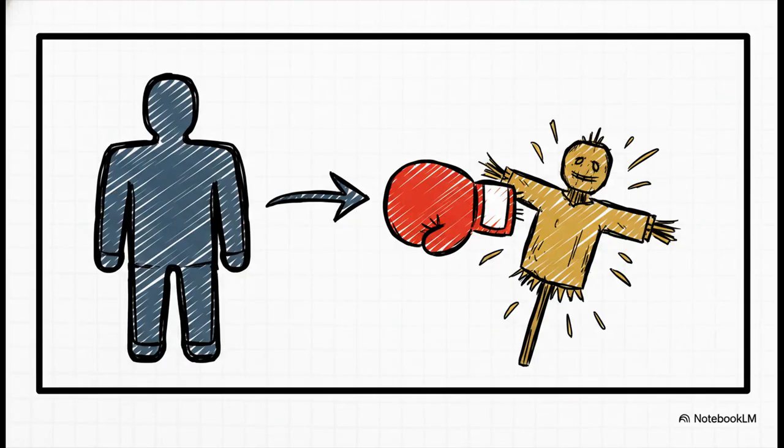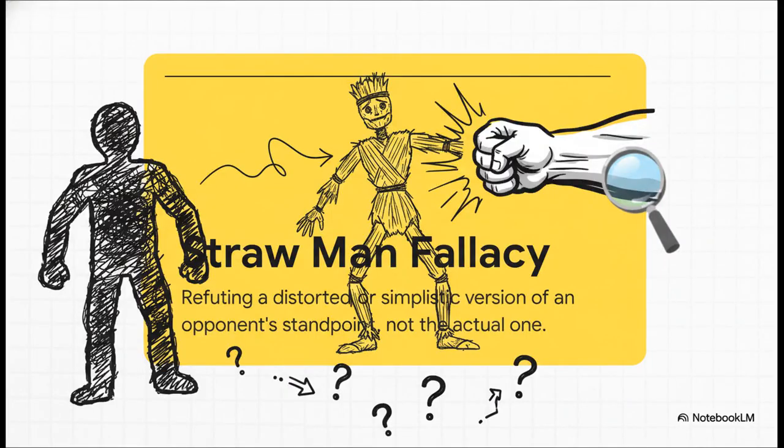Okay, next up, we have one you will see constantly, especially in political debates and online arguments. Get ready for the straw man fallacy. So here's how this one works. Instead of actually dealing with what your opponent is saying, you create a straw man, a really weak, distorted, or oversimplified version of their argument. And then you knock that down. It makes you look like you won, but you never even touched their real point.